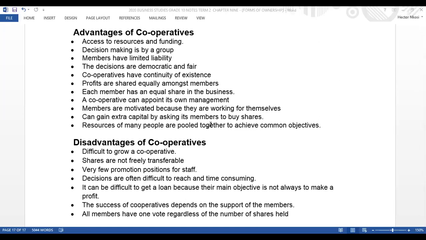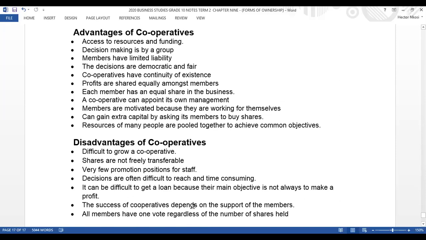Also, it's difficult to grow a cooperative. It's difficult for a cooperative to grow, right? Because you need to recruit and stuff like that. The shares in a cooperative are not freely transferable. Also, another thing that you need to look at is very few promotion positions for staff. Decisions are often difficult to reach and time consuming because it's more democratic. We need to vote. There's a first round, second round, and stuff like that. It can be difficult to get a loan because their main object is not always to make profit, but to offer the service so that every member can benefit.